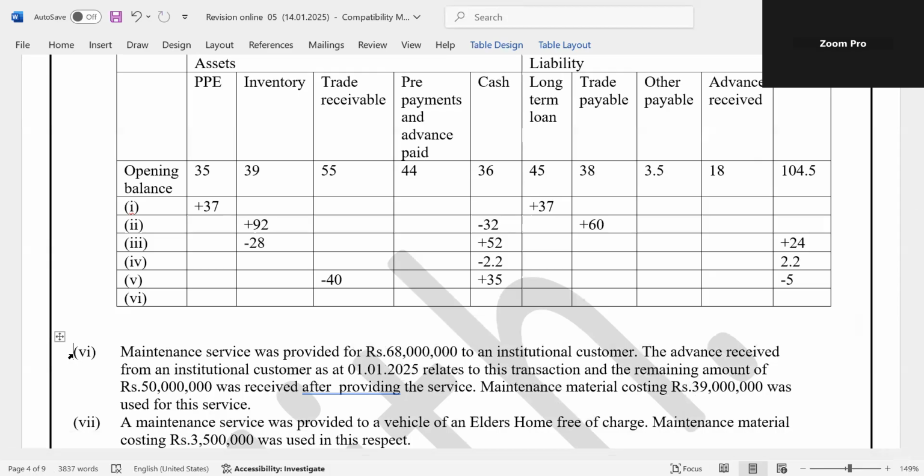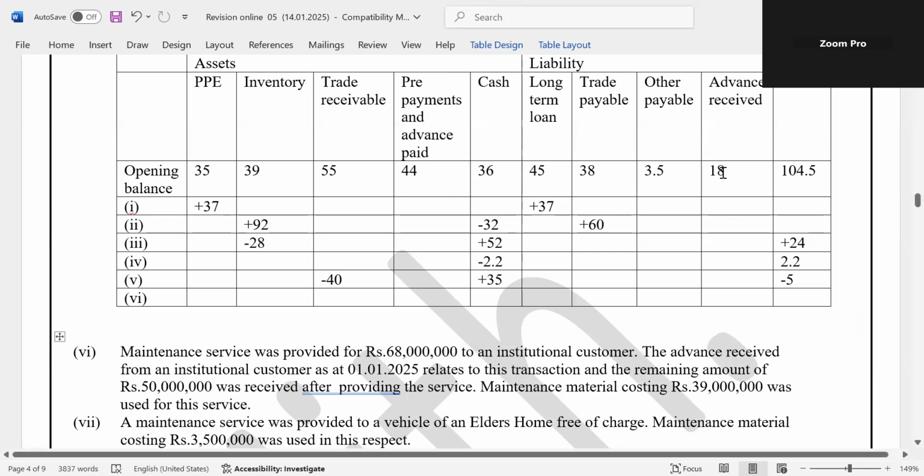Transaction number 6. Maintenance service was provided for 68 million to an institutional customer. The advance received from the institutional customer as at 1st January 25 is relevant for this transaction. The available advance received amount equals 18 million.